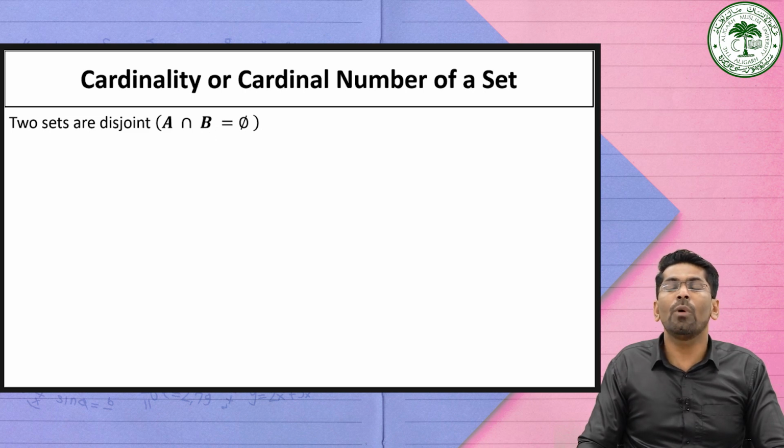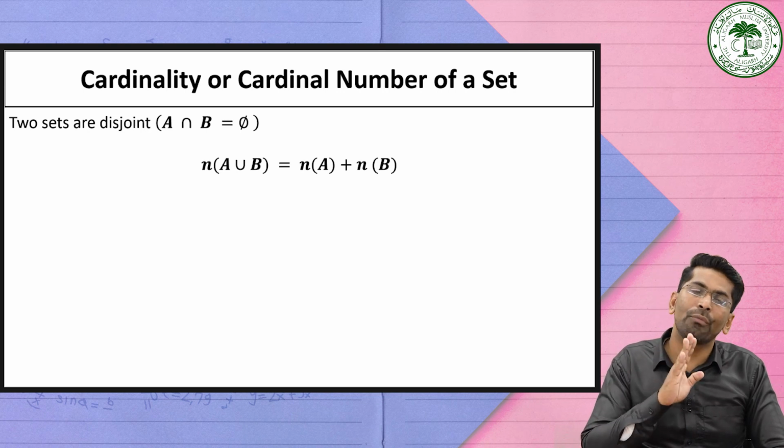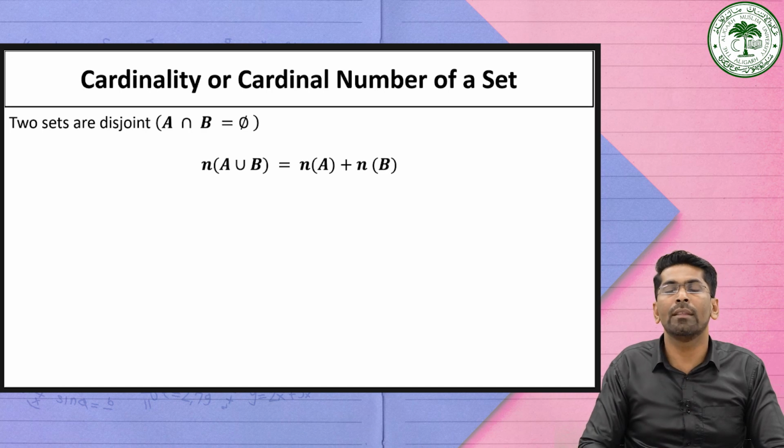Then the formula for calculating the number of elements in A union B is equal to the number of elements in the set A plus the number of elements in the set B. So in general, we can say that if A and B are finite sets and they have overlapping elements, that means these two sets are not disjoint sets. There are certain common elements.